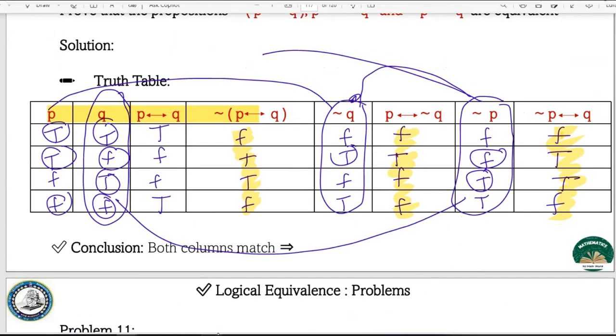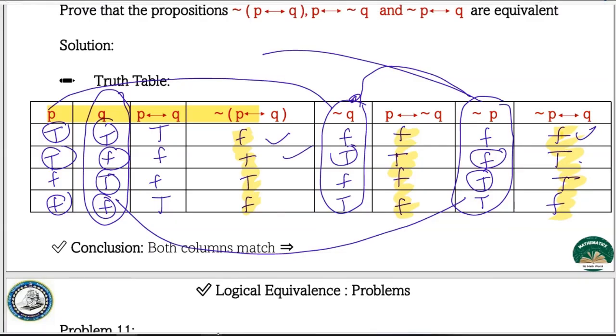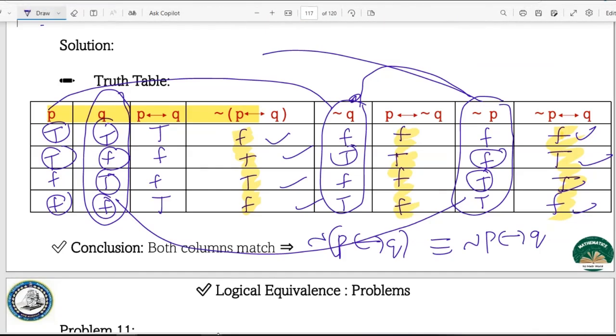We can see here we have this and this and this, and this is the same. So we can say negation P implies Q is logically equivalent to negation P double implication Q, and it is not logically equivalent to P double implication negation Q. Then moving on with the next one.